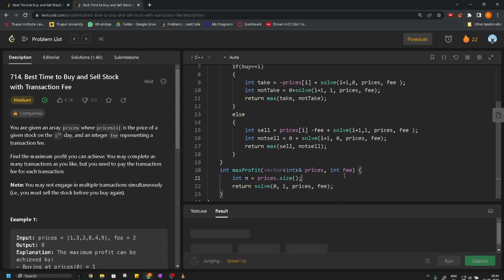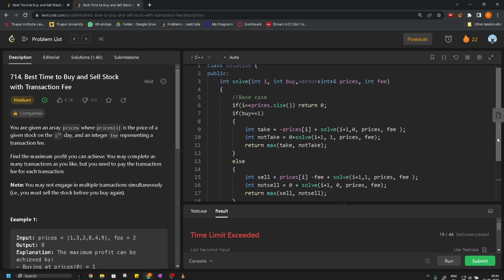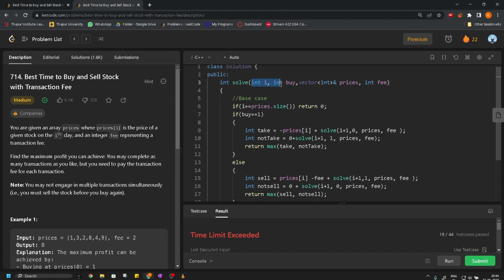Now I'm pretty sure it's going to give me a TLE. The recursion solution gives a TLE, so we'll need to optimize it. For that, we'll use a DP. See, we got a TLE, right? So we'll use a DP. So how do we define a DP array? We see the number of parameters in our function that are changing. This time we have two parameters, I and buy, that change.